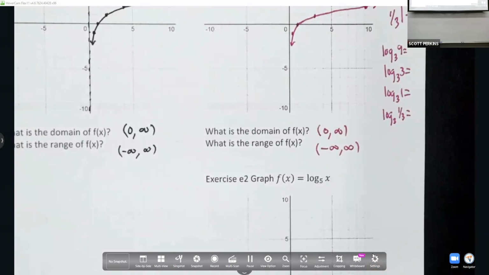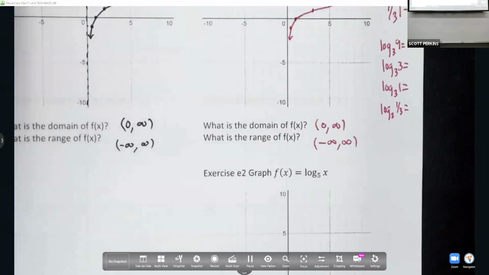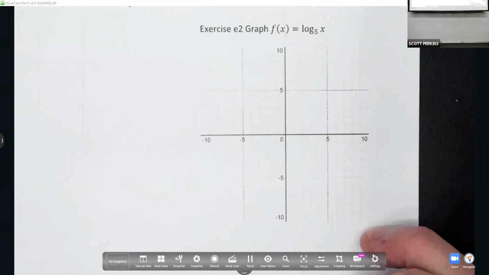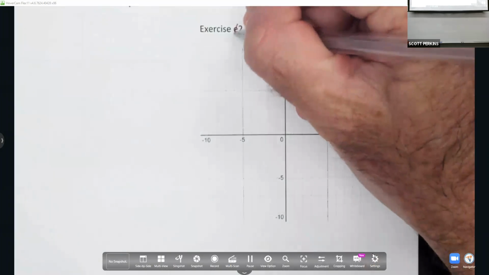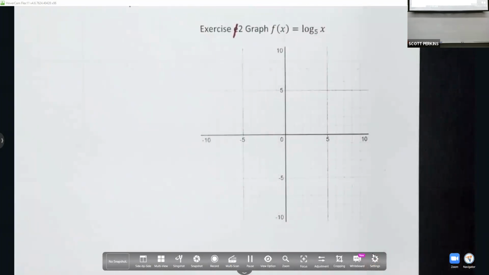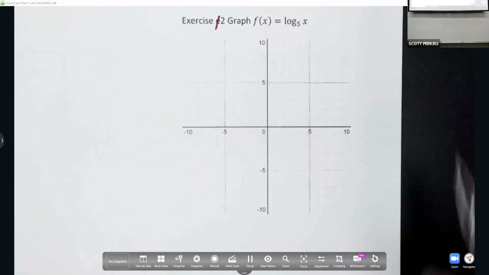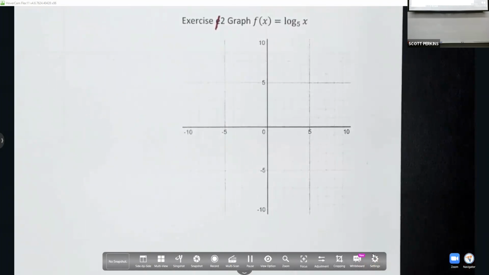I've got one more exercise just because I know getting used to thinking in terms of logarithms is sometimes difficult. So I don't know what I typed here. Exercise E2. Great. I'm going to cross out the E. So we'll fix that next semester. It doesn't really help you today. So if you could graph the log base 5 of x, please.